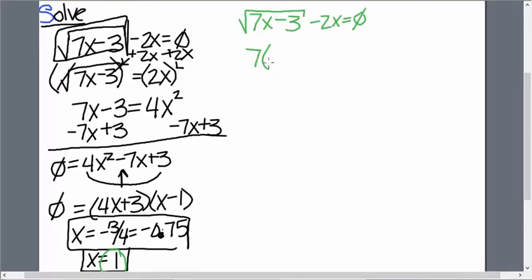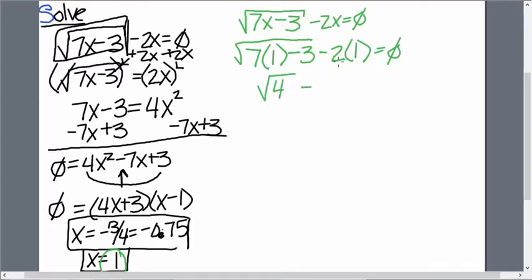So the square root of 7 times 1 minus 3, minus 2 times 1 equals 0. We'll try them both. It doesn't make any difference which one you do first. So 7 times 1 minus 3. So this is the square root of 4 minus 2 times 1, which is 2, equal to 0. Well, the square root of 4 is 2. And it is indeed the case that 2 minus 2 is 0. This is a happy face solution. This guy works.